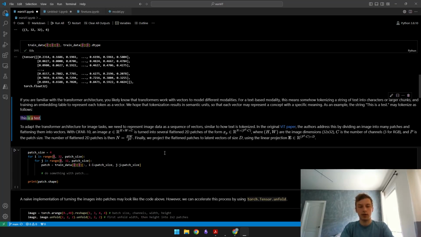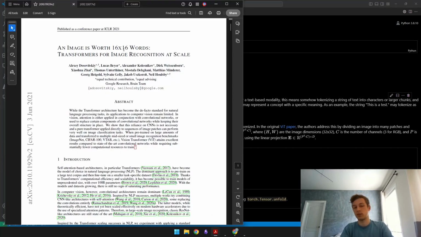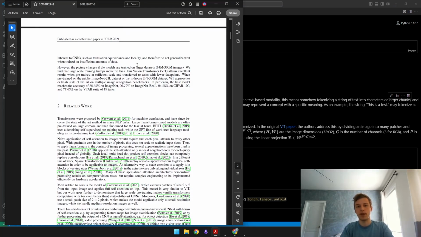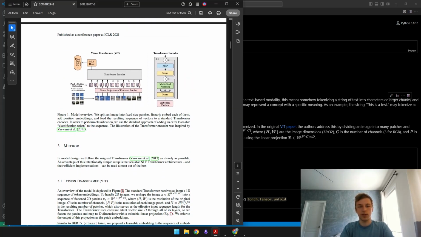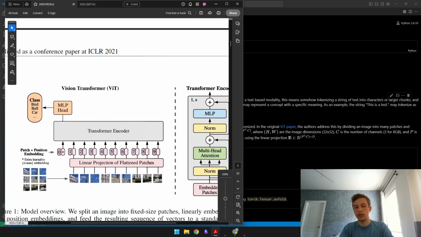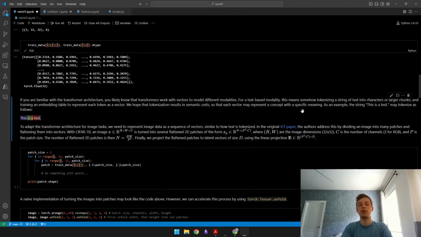But what really led to the success of vision transformers was the paper An Image is Worth 16 by 16 Words, which introduced the patch embedding model for vision transformers. As we can see here, the idea behind vision transformers is we take the image and separate it into patches and then use a linear projection to turn each patch into a vector that we can then simply feed into a transformer. And then we make some adjustments again to the output, which I'll cover later.